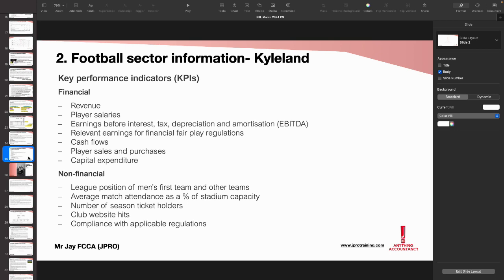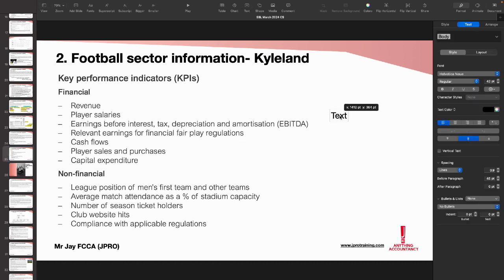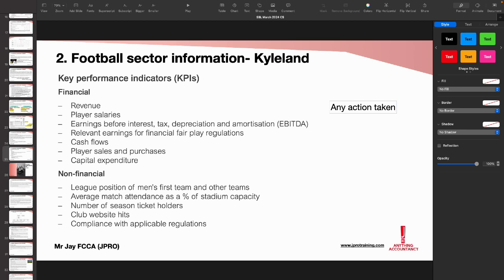Now, key financial indicators, KPIs. You are already given the financial and non-financial indicators, meaning we don't use the balanced scorecard for this question. Balanced scorecard is not relevant. They already gave you the KPIs that you should be using. They already told you the KPIs the company will look at are revenue, player salaries, your earnings before interest, tax, depreciation, EBITDA, your relevant earnings for fair play, cash flow, player sales and purchases, and capital expenditure. So you must think about any action that your company is planning to do. How will it impact the KPIs?